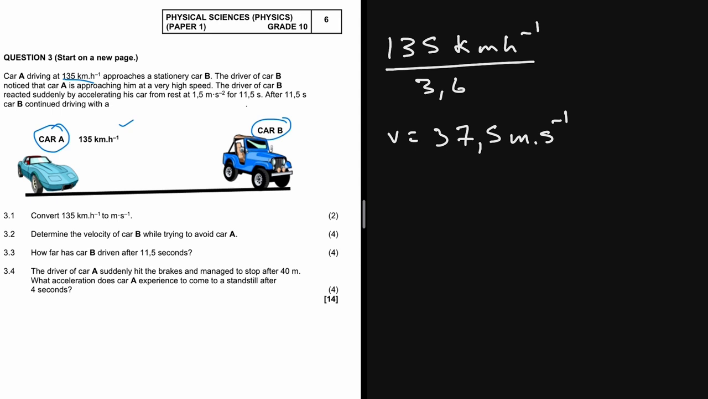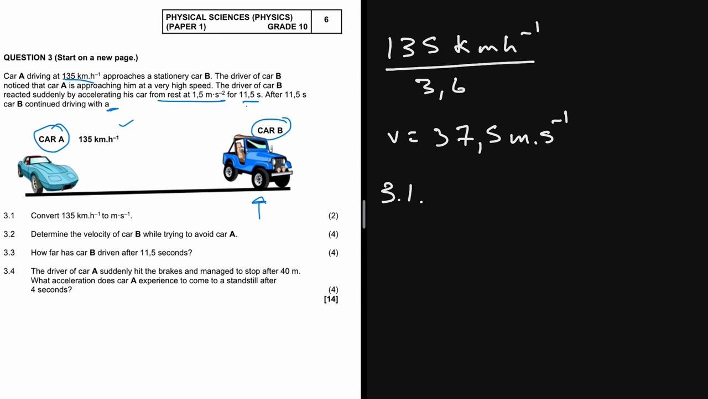So the driver of B reacts suddenly by accelerating the car from rest. That means the car was at rest initially, and then it started to accelerate with an acceleration of 1.5 meters per second squared, and it accelerated for 11.5 seconds. After 11.5 seconds, car B continued driving with A. I don't know if part of the statement is missing or what. But now let's try to answer the questions.